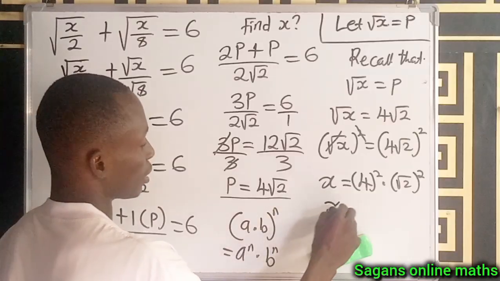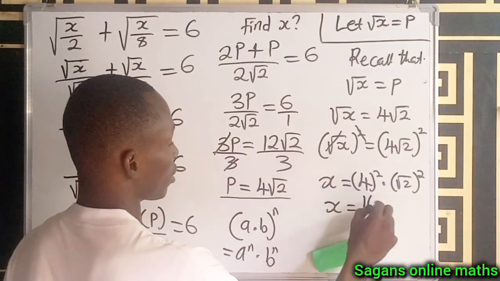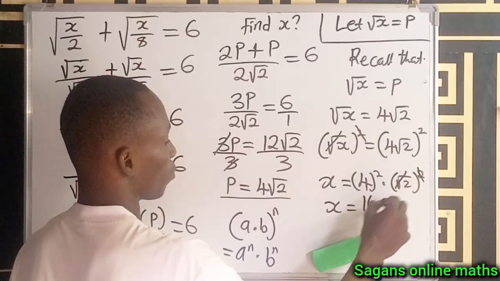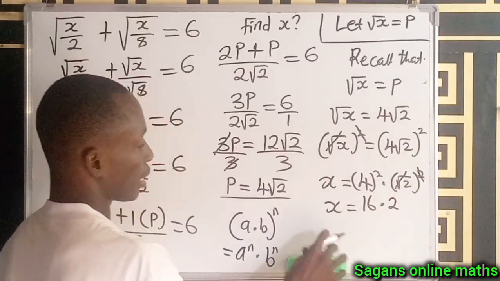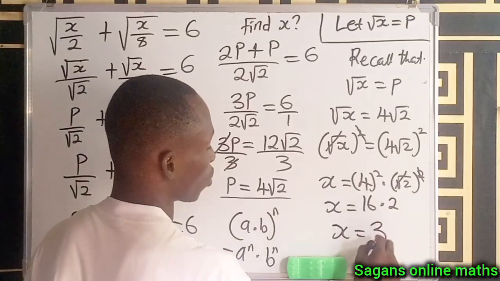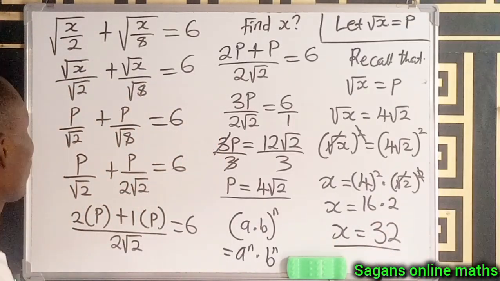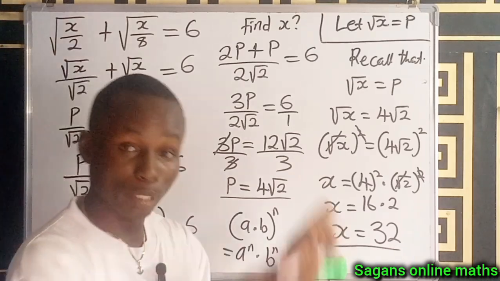So now to see that our x is equal to what? 4 to the power of 2 simply means 4 times 4, which is 16. I have 16 here. Let's cancel our square, multiplied by 2. And 16 times 2 is 32. So that means our x is equal to 32. And this is the value of x to this particular question. This is method 1.